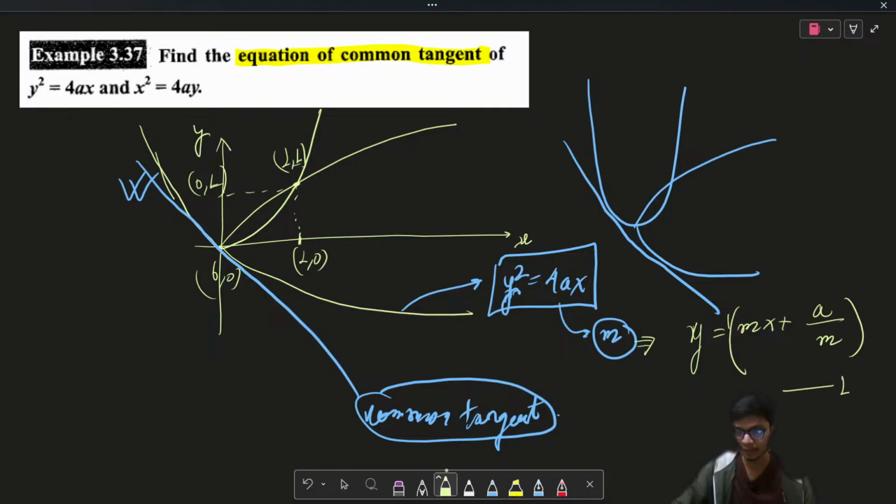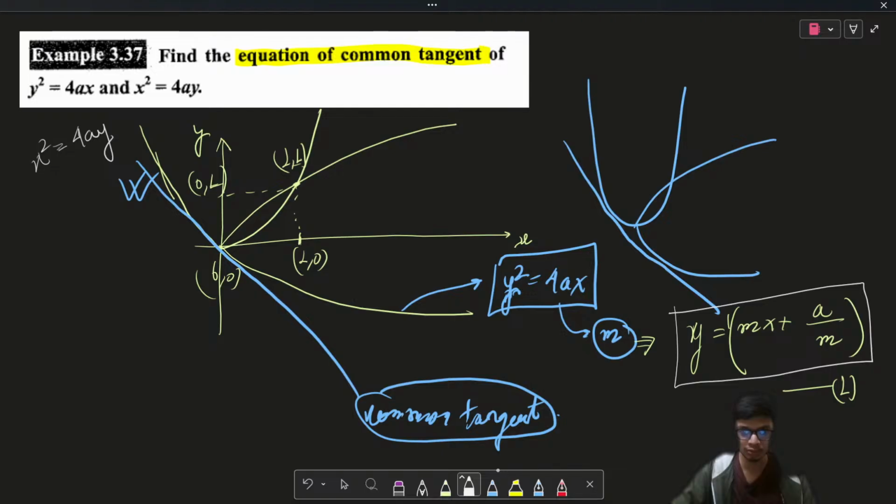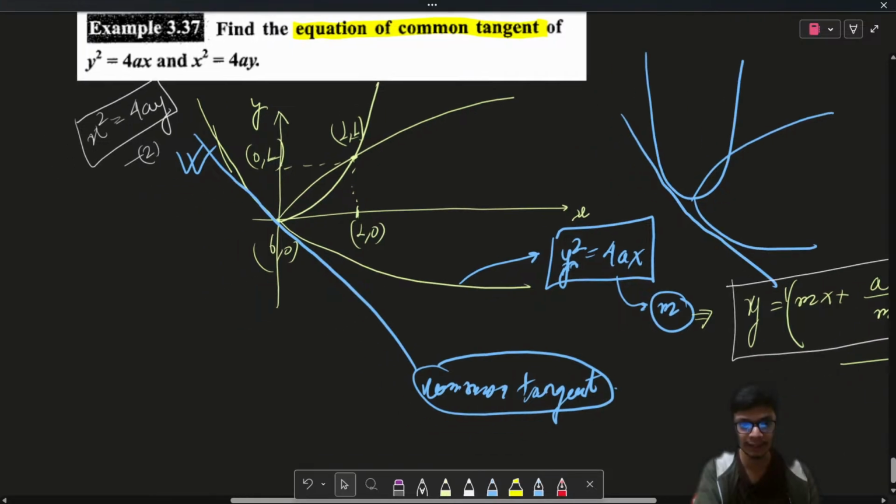Now if this line has to be a tangent to this parabola, which is given as x square is equal to 4ay, then the solution of equation 1 and equation 2 should have only one solution. That means if I solve equation 1 and equation 2, the quadratic equation I obtain will have only one root, that is, the discriminant of that quadratic should be equal to 0. Let us do that in the following manner.